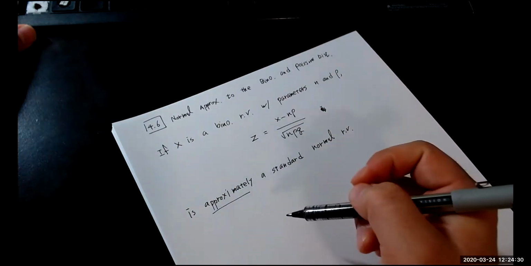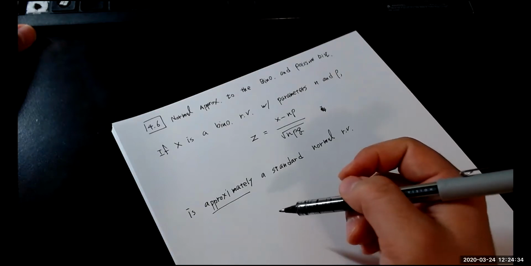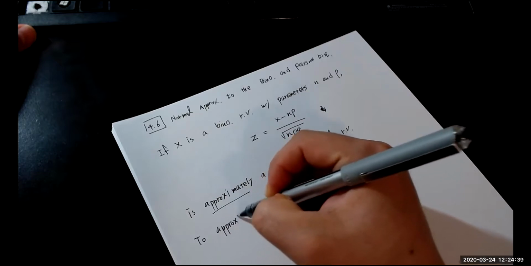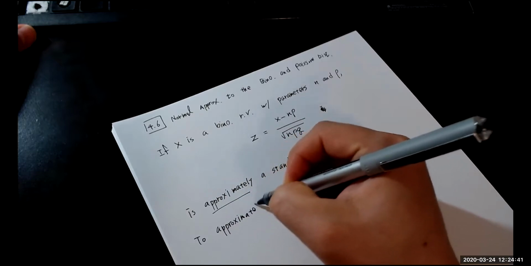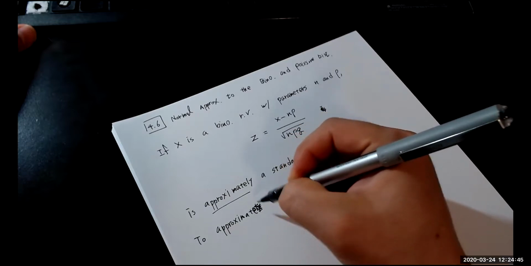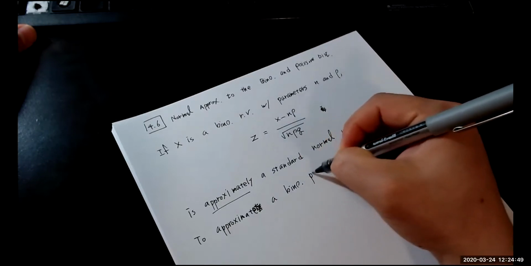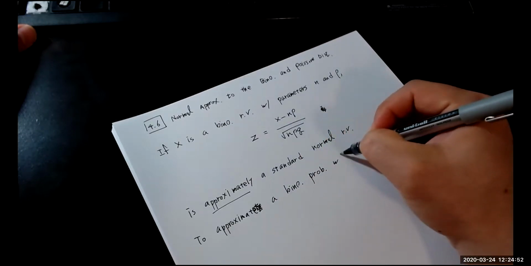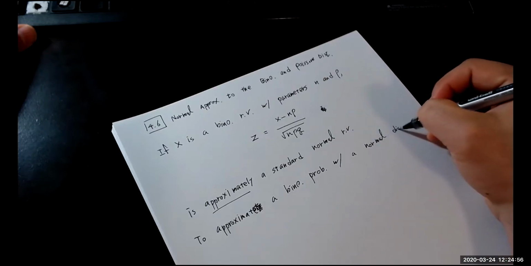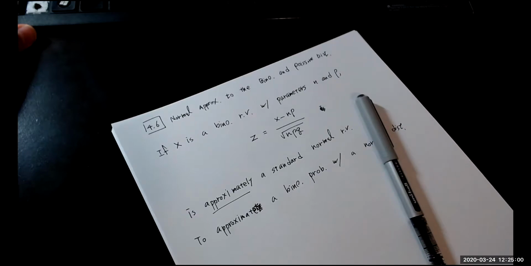Okay. Now then, to approximate the binomial probability with a normal distribution. Give me a second.